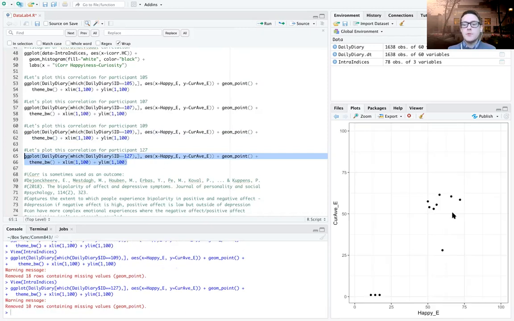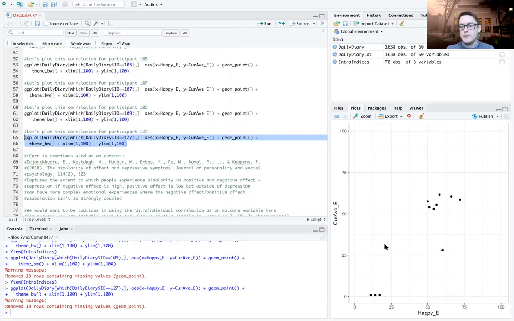And here's the last individual. Again, fewer data points than 105 and 107, and maybe a linear association, or at least a positive association between happiness and curiosity, but lots of gaps happening.